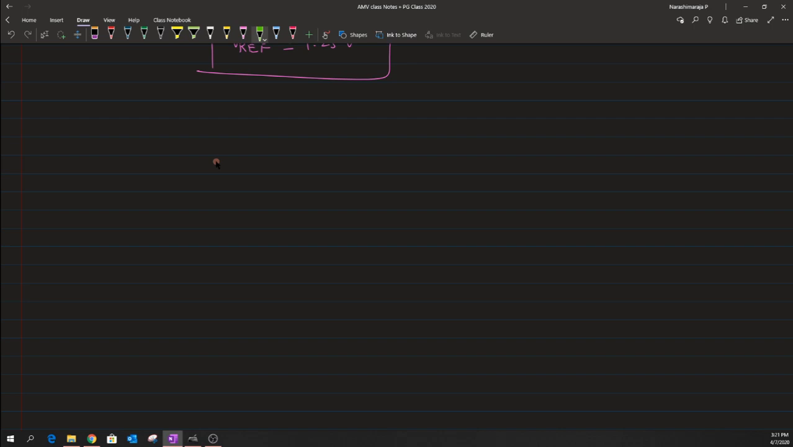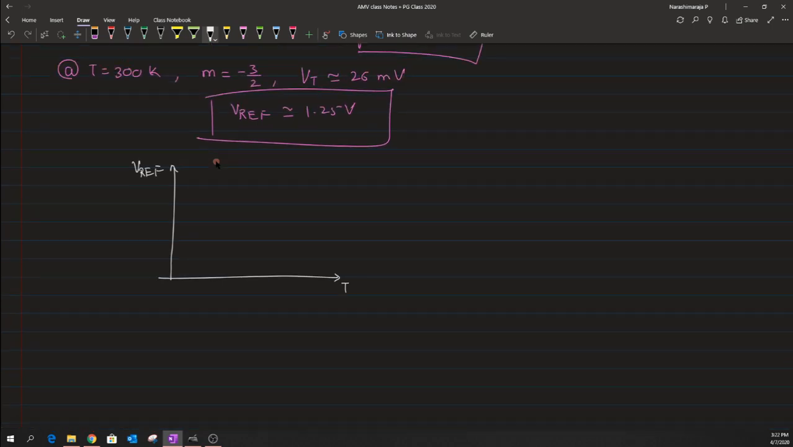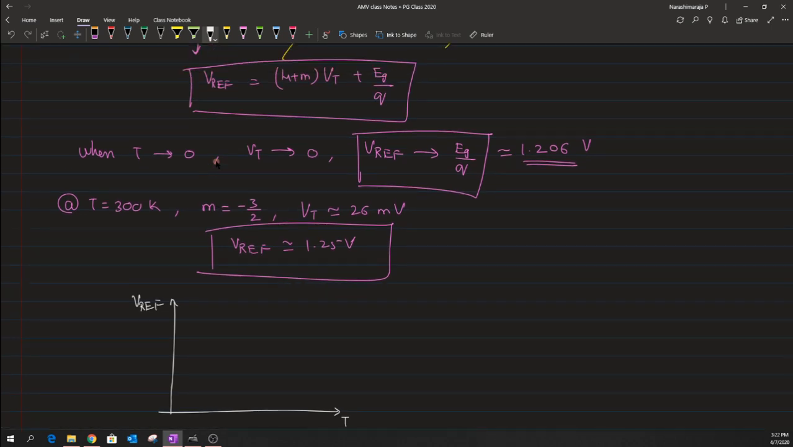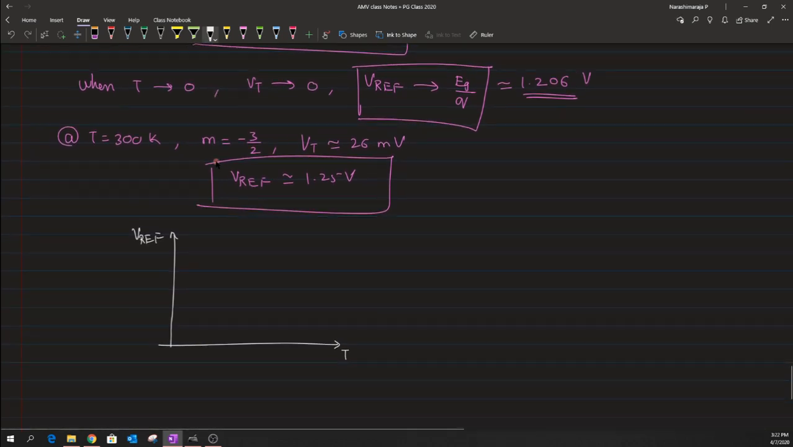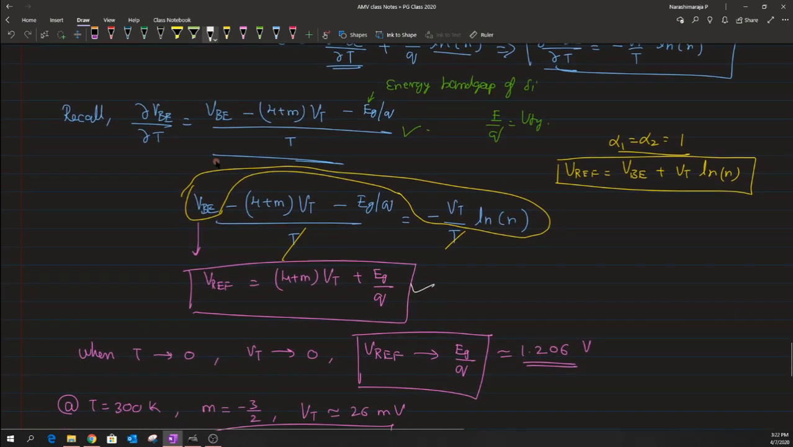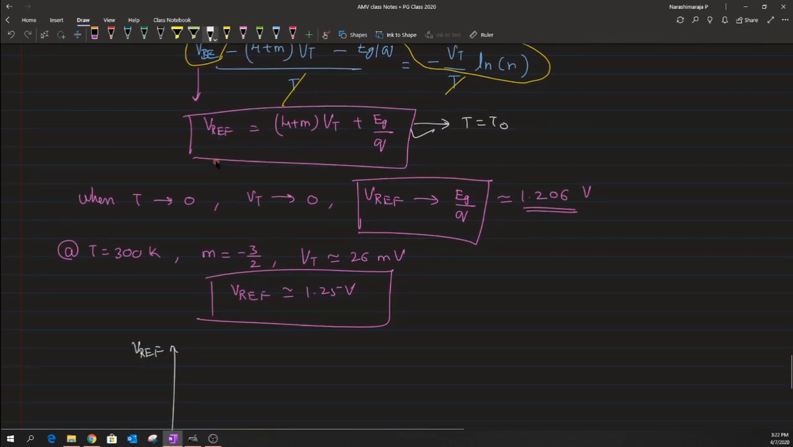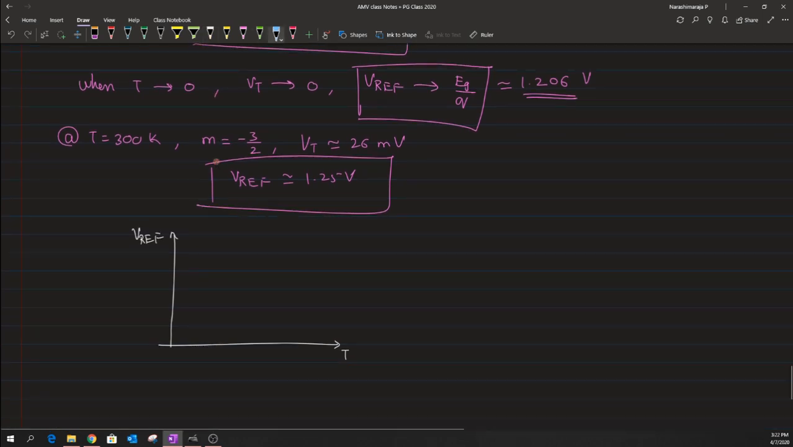Before we begin with this BGR, let us look at the curvature of the graph of this V reference. Let us plot the V reference expression that we have got here onto a temperature curve. And let us mimic that this expression was evaluated for a temperature T equal to T naught. Under that particular condition, one would end up having a kind of curve.